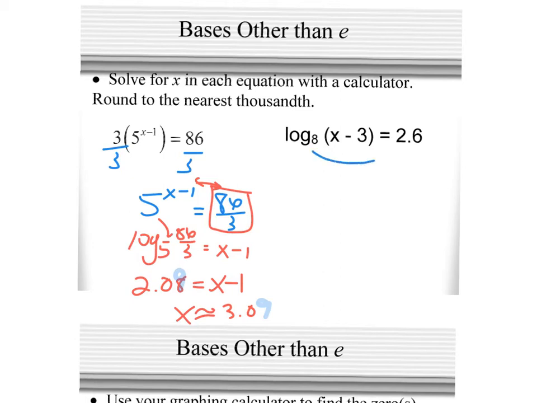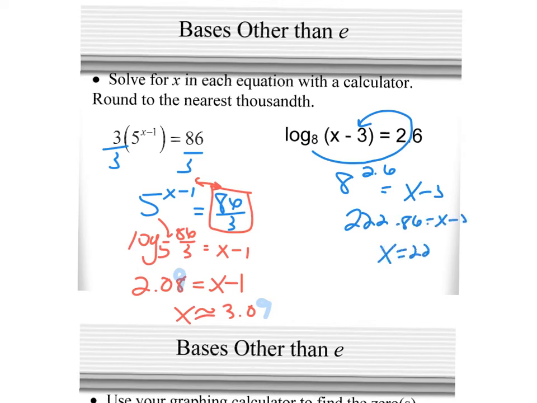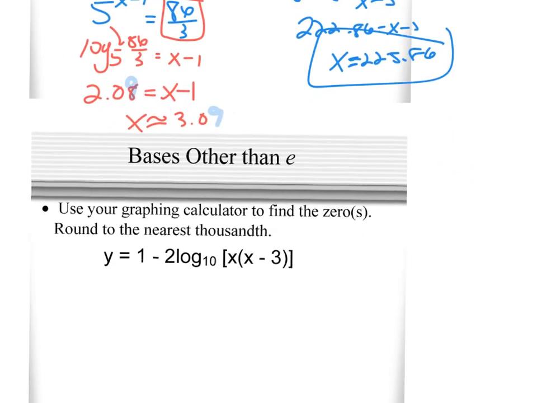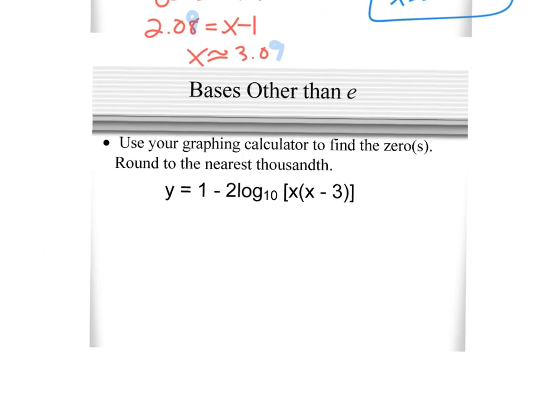Okay. And then for the next one, again, exponential form, when you see a log there, it's the easiest way to do this. So 8 to the 2.6 equals x minus 3. And if you do 8 to the 2.6 in your calculator, you get 222.86. So you have to add 3. 222.86 equals x minus 3. So add 3 to both sides, and you end up with 225.86-ish.